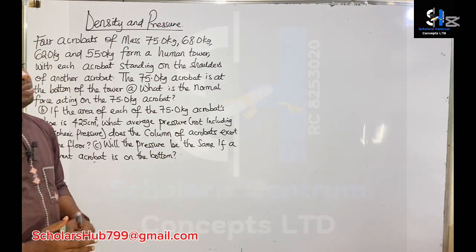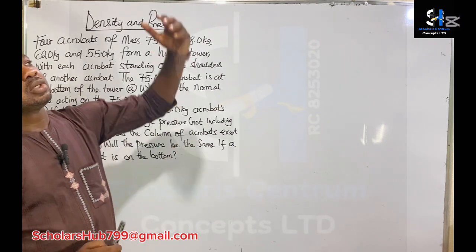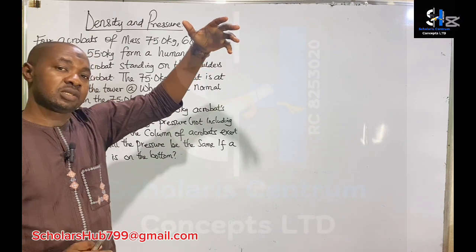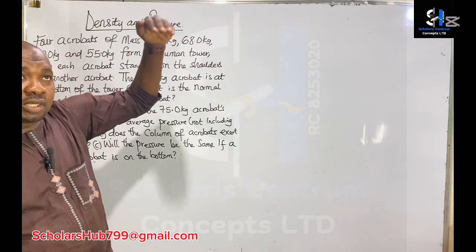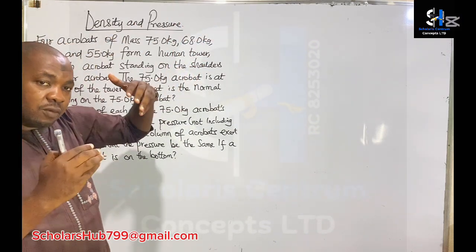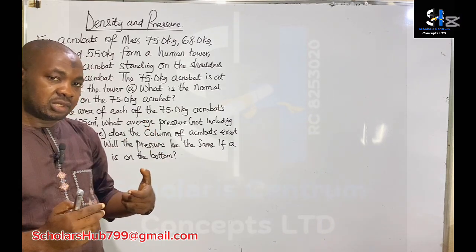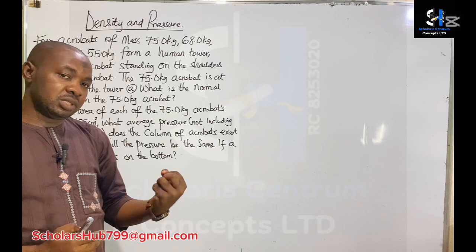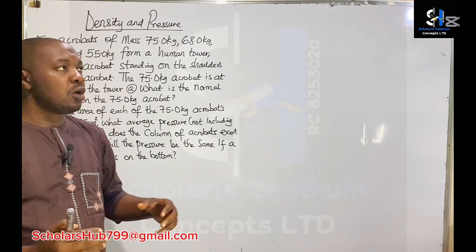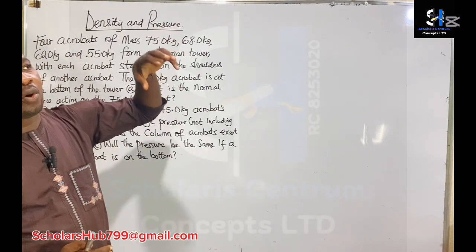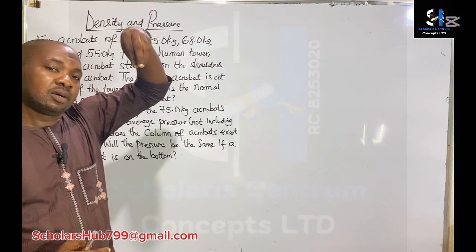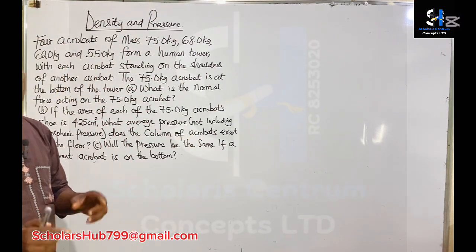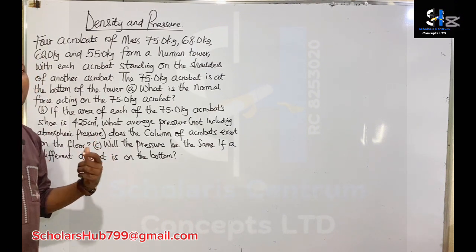That's the weight. In this case, we have the second, third and fourth acrobats, so the total weight of the three acrobats above the 75 kilogram acrobat, and because we know that weight is a downward pull on a body near the center of the earth, the total weight on the 75 kilogram acrobat will be equal to the normal force acting on the 75 kilogram acrobat.